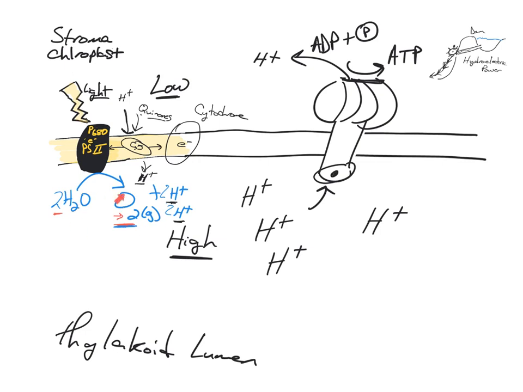All right, so this is how we build the concentration gradient. We build it here. We use the concentration gradient over here. Chloroplasts do this. Plants do this. Plants build the hydrogen ion concentration over here.